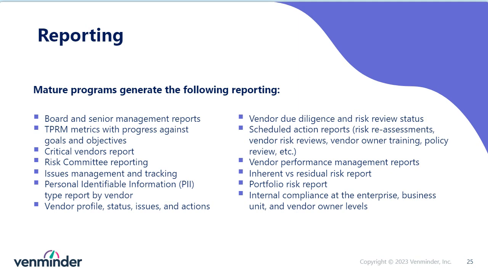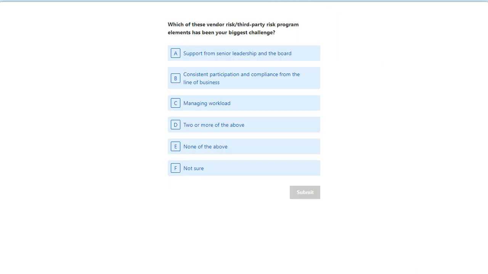Now, while you think about reports, I think we are up to our next poll. Jessie? Our second poll question of the day is, which of these vendor risk, third-party risk management program elements has been your biggest challenge? Support from senior leadership and the board? Consistent participation and compliance from the line of business? Managing workload? Two or more of the above? None of the above? Or you're not sure? Hillary, I have another question here that we could go ahead and answer.